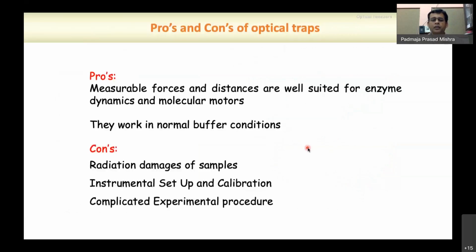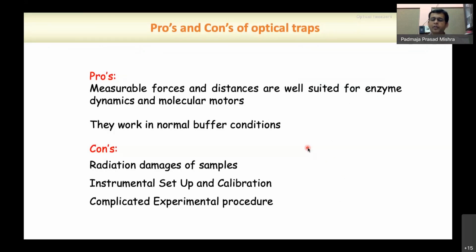There are many pros and cons of optical traps, like any other traps. The pros are many. We can measure forces and distances, which are well suited for enzyme dynamics and molecular motors. They can work in normal buffer conditions, and they are non-invasive.